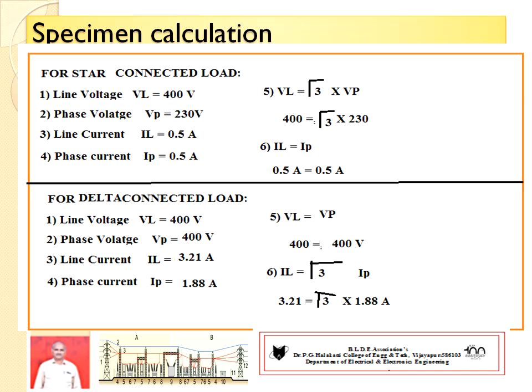In this manner you have to write one set of specimen calculation for serial number 1 or serial number 2. In similar fashion for delta connected load, line voltage 400, phase voltage 400, line current 3.21 ampere, phase current 1.88 ampere. So what you are observing in delta connection, line voltage equal to phase voltage. Therefore 400 volts equal to 400 volts. You have to write to get good marks. So line current equal to root 3 times the phase current. You write actual values.